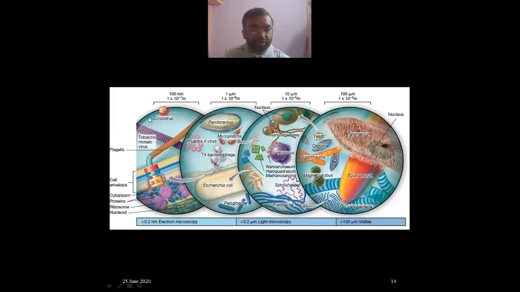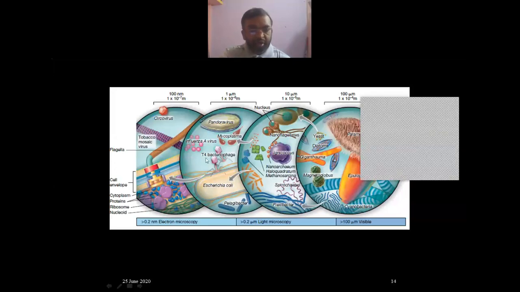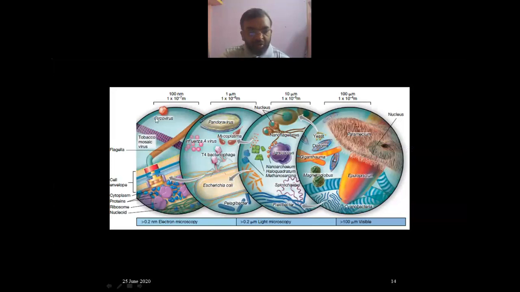Okay, these are beyond the microscope. Now, with the help of the electron microscope, we can analyze the structure of a cell. This is the 100 nanometer dimension. This circle has a diameter of 100 nanometers. This is a typical prokaryotic cell.